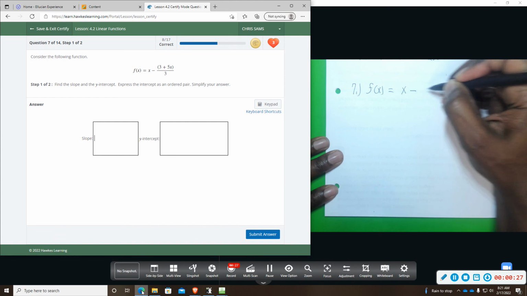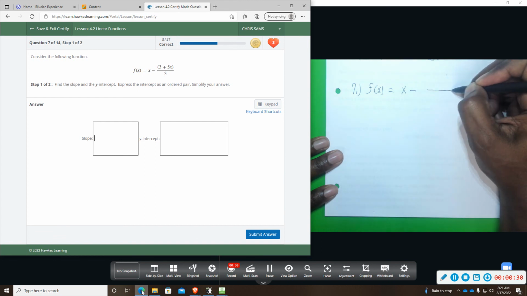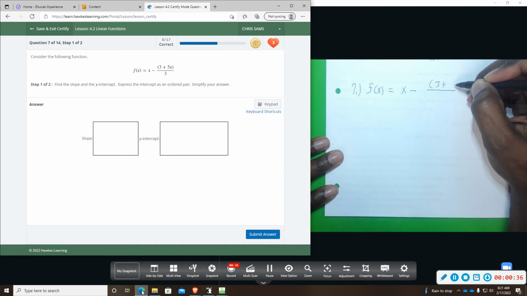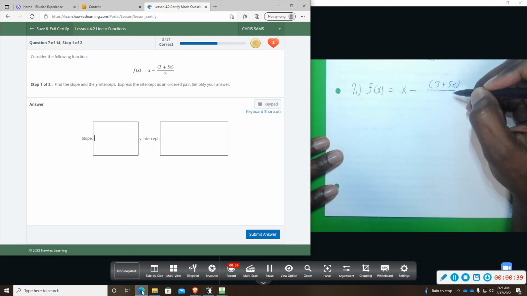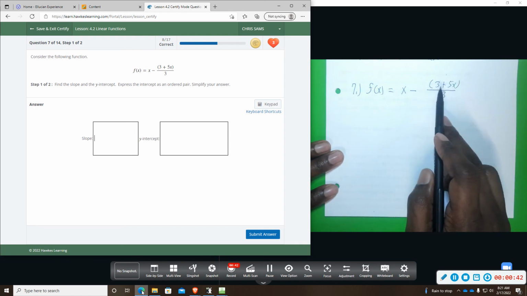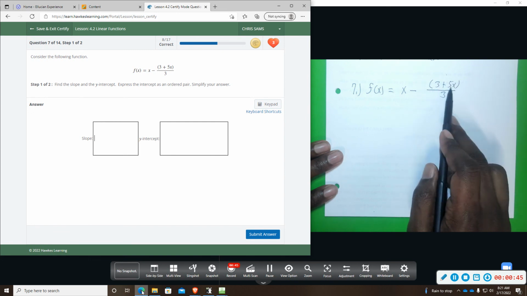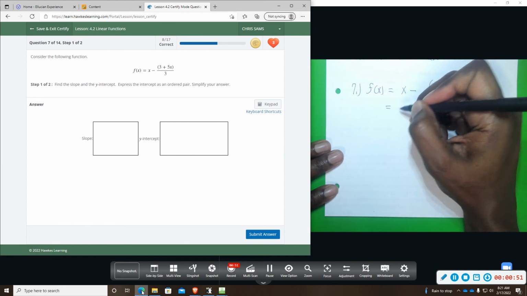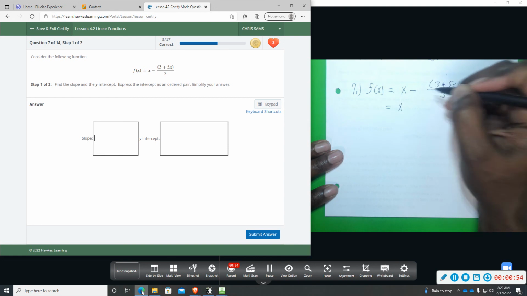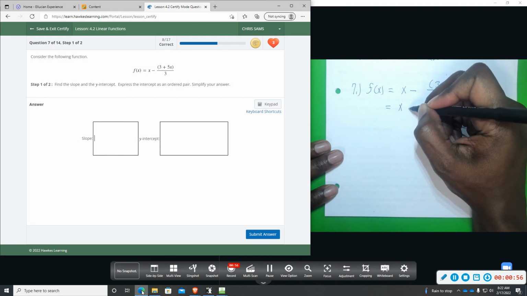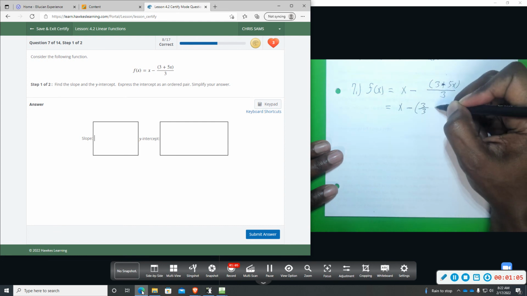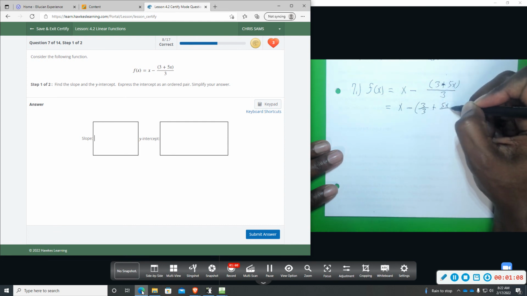So this function is not all the way in slope-intercept form, so we're going to need to simplify. So we have x minus, and then we have a fraction bar, we got 3 plus 5x on top. It's all divided by 3. All right, so these two terms on top are not like terms, so we can't simplify. What we will do is write them as separate fractions. So I'll bring down x, bring down the negative. It's going to distribute to both those terms. And then I'm going to have 3 over 3 plus 5x over 3.